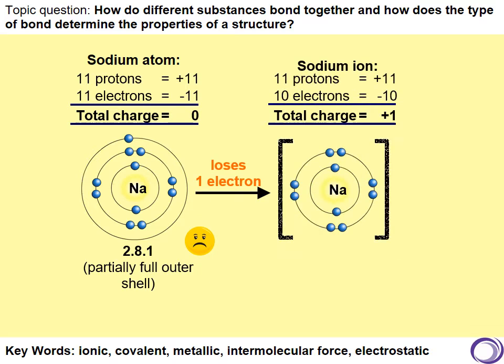This now means that it has 11 protons still, because it's still sodium, and if we change the proton number we change the element. But now it only has 10 electrons because it's lost one, and if we add our charges up now we get a charge of +1. We tend to draw ions in square brackets and we put the charge outside of the square brackets. Here we can see that its outer shell is full and this ion is now happy.